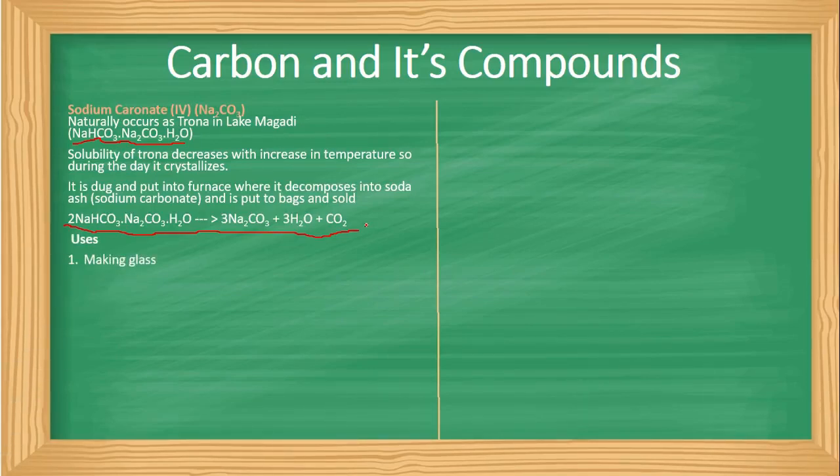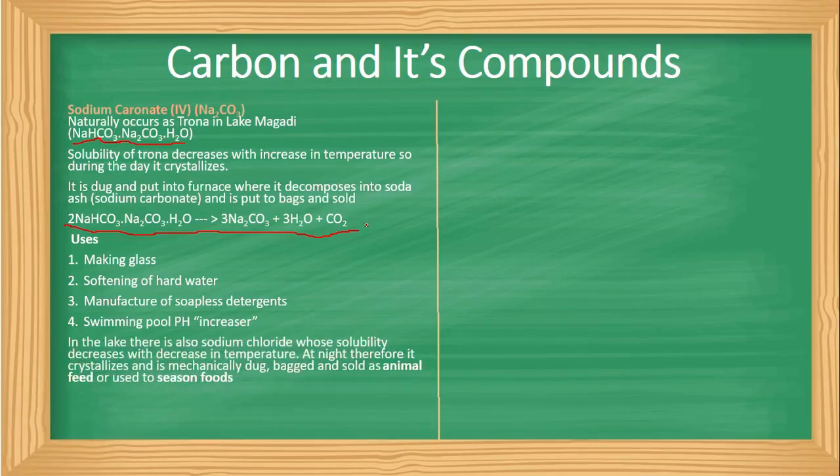So the uses of sodium carbonate: one, it is used for making glass, then it is used for softening of hard water. It's also used to manufacture soapless detergents. It's also used in swimming pools to increase the pH.